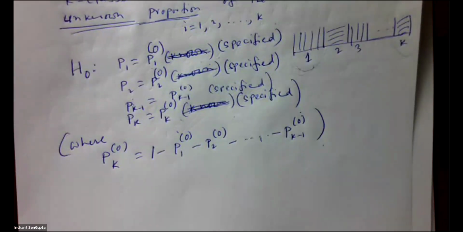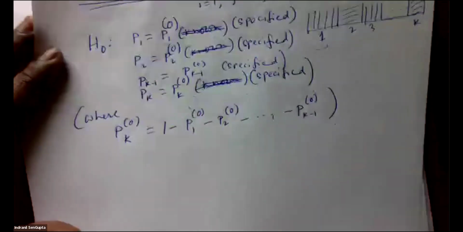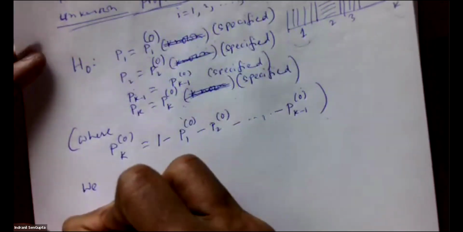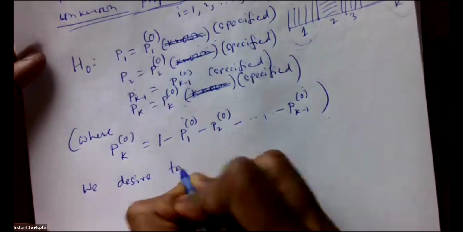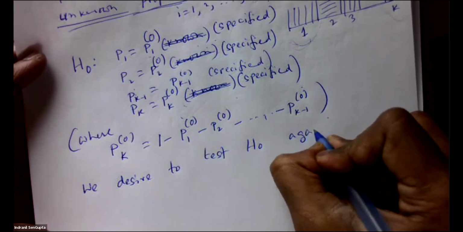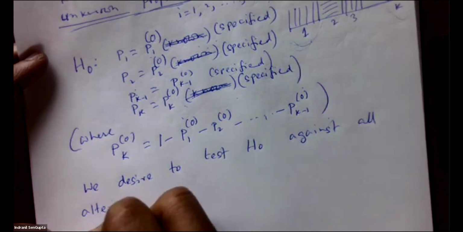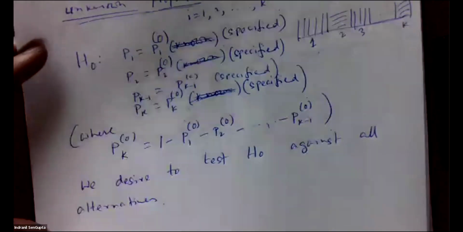So the goal is to test this hypothesis. And we'll be testing this against an alternative. So we desire to test H0 against all alternatives. Okay.